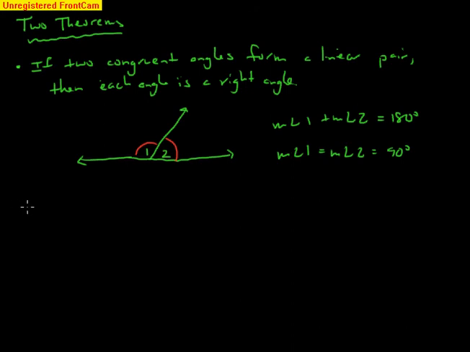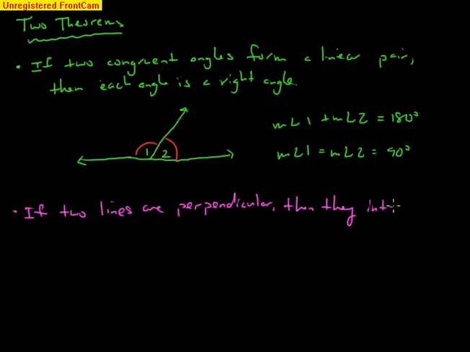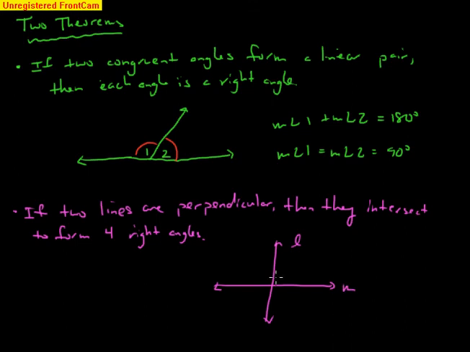All right, let's take a look at the second theorem I want you to remember. And this is the following. If two lines are perpendicular, then they intersect to form 4 right angles. So here's the idea. Here's our two lines. Call them L and M. And they're perpendicular. So we know that one angle is a right angle.